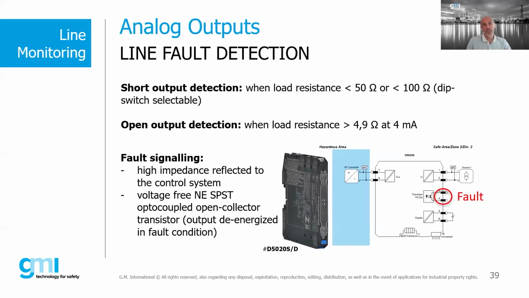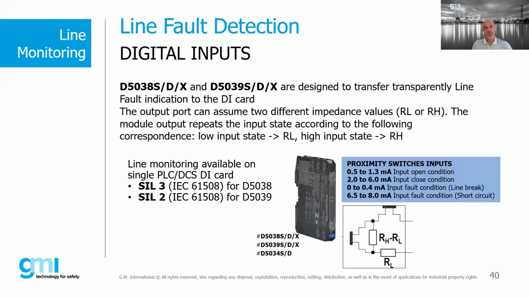For analog output, there is a possibility of having a contact out when there is a load resistance higher than 4.9 ohm at 4 milliamps. Also, you can have high impedance reflected to the control system. That is another feature that the unit is giving. So you can either have the fault mirroring or a free voltage contact.